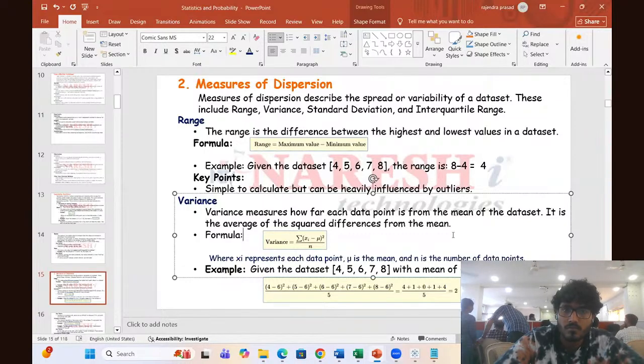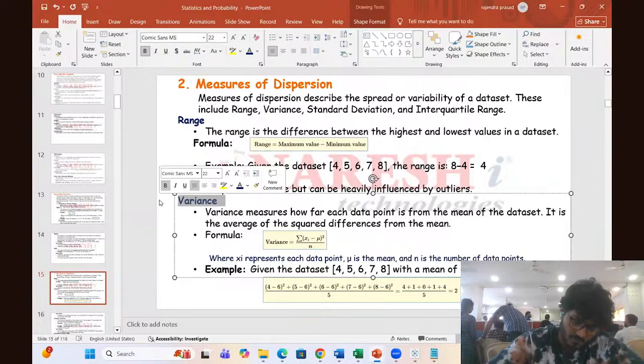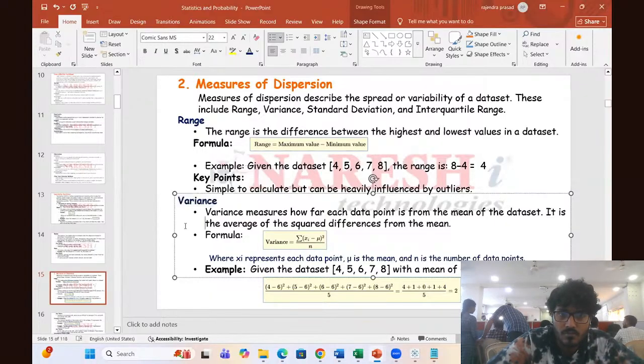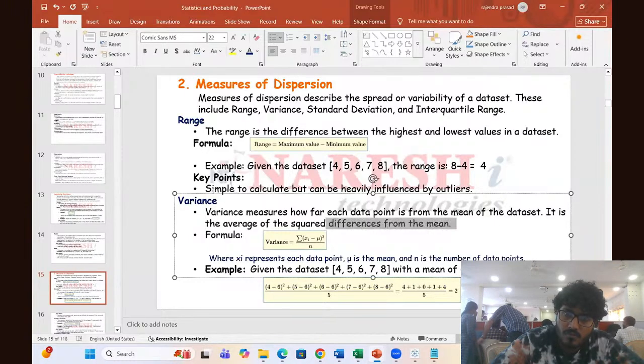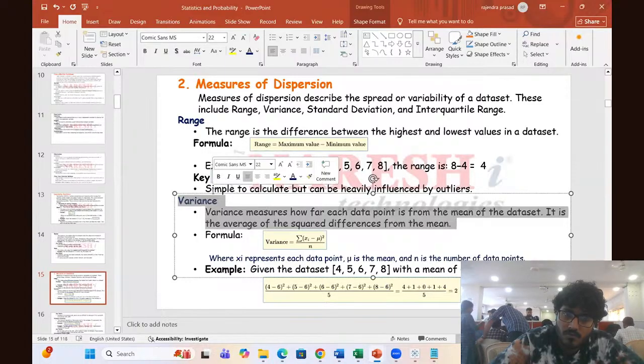So to cover the drawback, they have introduced one more measure of dispersion, variance. In the name itself, variance means variation. See, variance measures how far each data point is from the mean of the data set. For example, I have observed the last 10 days of sales. From the last 10 days, I could see that the average revenue I can expect is 2,000 rupees every day, let's say 2,000 rupees.